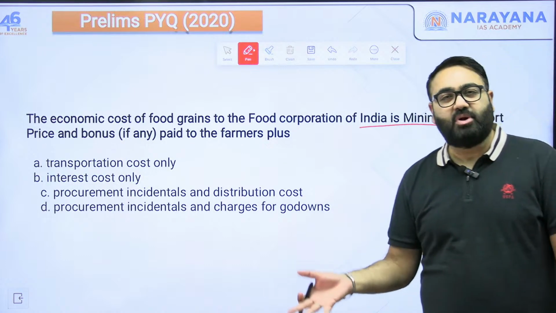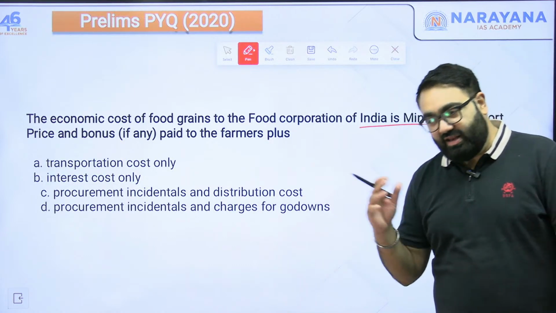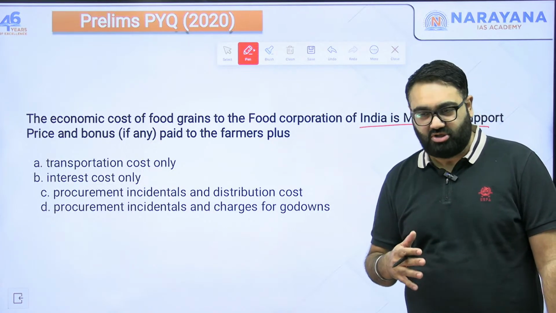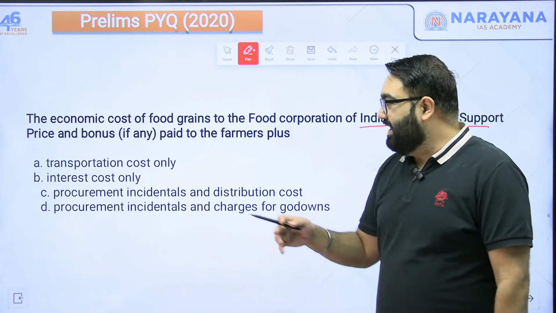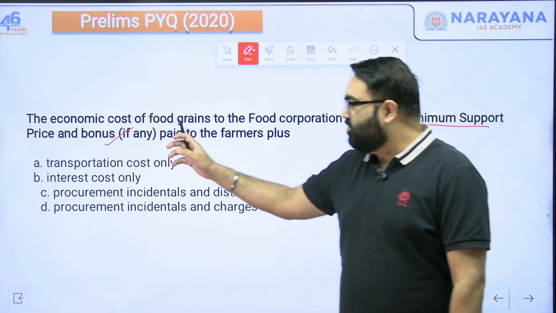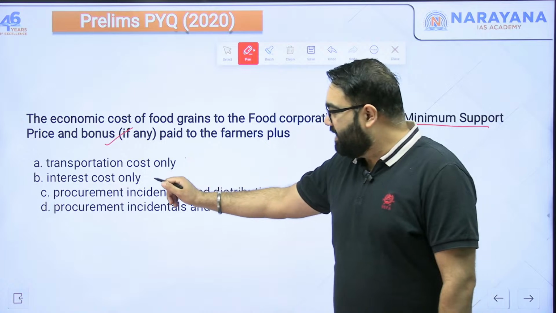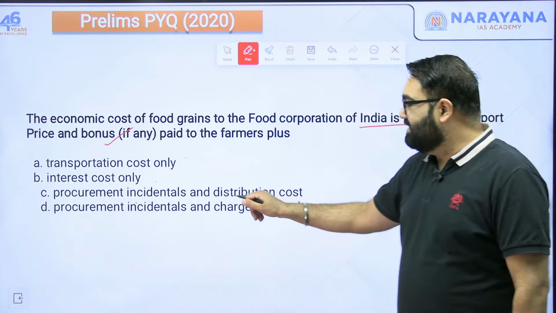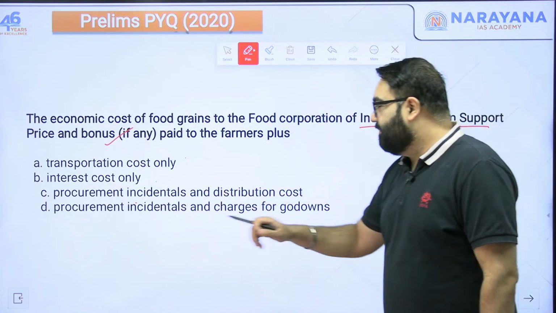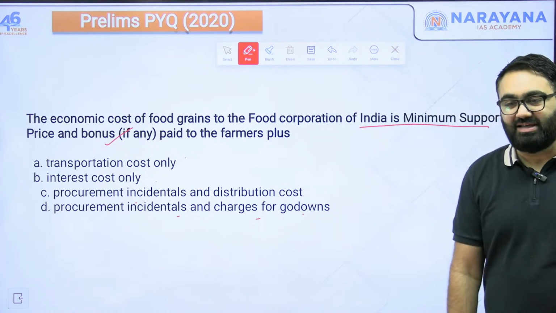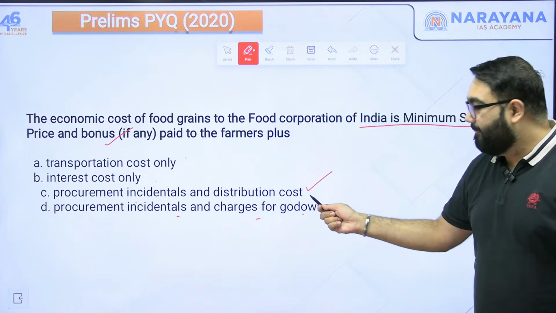So, for the Food Corporation of India, that is the agency that is procuring the food crops, what exactly is the overall cost? How much are they spending? They are spending MSP plus if any bonus has to be paid plus what else? Transportation cost only, interest cost only, procurement incidentals and distribution costs, procurement incidental and charges of the godowns. The answer here is C.